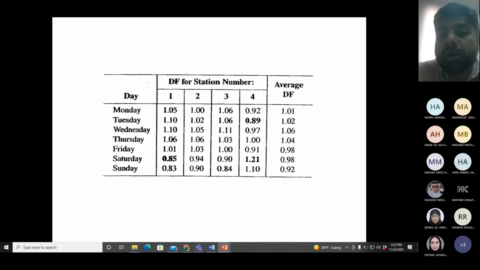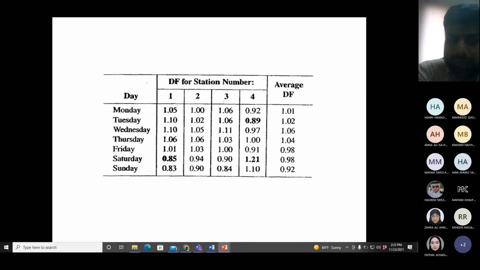1.01 minus 0.92. The answers for the first 3 were in minus, and the answer to the last one will be 0.09. So again it is less than 0.1. No problem. So for the factors of Monday, I don't have any problem.